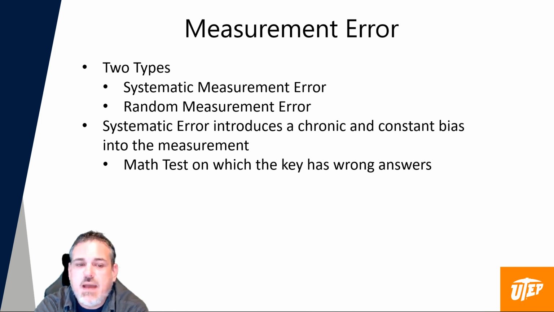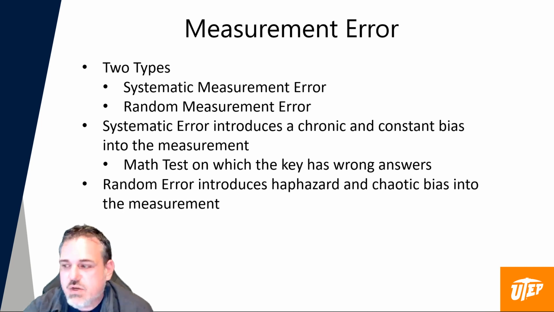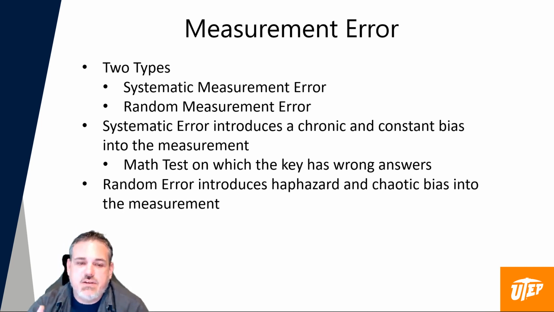That is systematic bias. It differs from random error. So random error is haphazard and chaotic. It is not applied in any systematic way, and it makes it exceedingly difficult to assess any sort of relationships within the data. So what would random error look like as an example?